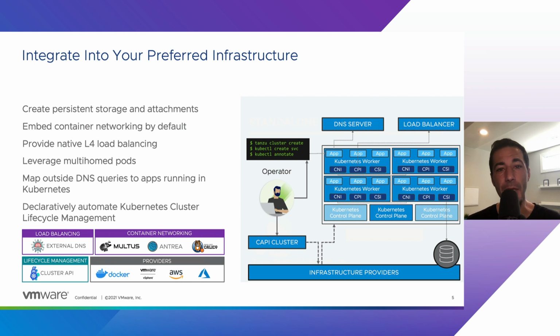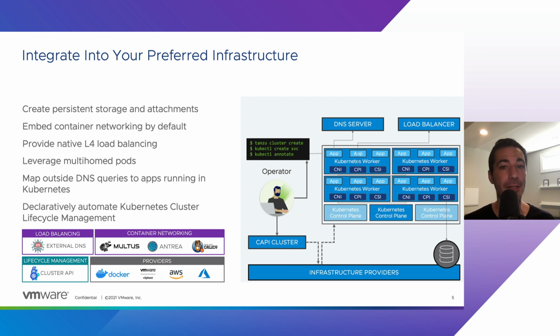So let's talk about how we integrate into your preferred infrastructure. Today, we utilize Cluster API as our declarative way of automating everything we want to do for Kubernetes cluster lifecycle management. Now, part of that process means that we build out the image, the Kubernetes image that you're going to get. And inside of that Kubernetes image, you're going to have a few different things.